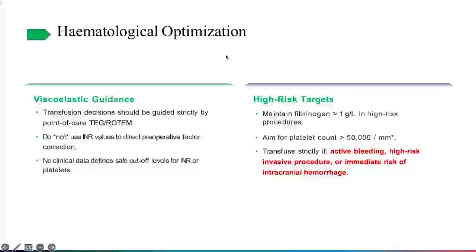Then how do you optimize the hematology? As mentioned earlier, transfusion decisions should always be guided by your point-of-care coagulation testing, but not by your INR. If the patient is undergoing a high-risk procedure, we can maintain a fibrinogen level of more than 1 and a platelet count of more than 50,000, right? We correct the coagulation only if the patient is actively bleeding, going to undergo a high-risk invasive procedure, or there's an immediate risk of intracranial hemorrhage. For example, if the platelet count is less than 10,000, yes, we go ahead and transfuse platelets to prevent intracranial hemorrhage. Otherwise, there's no indication to correct the coagulopathy, right?